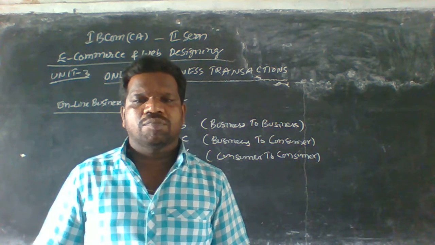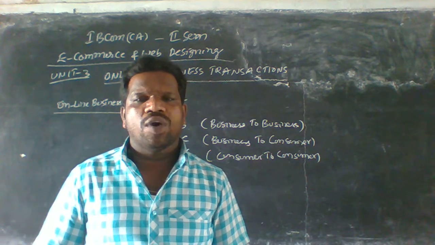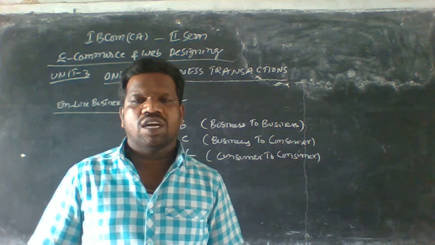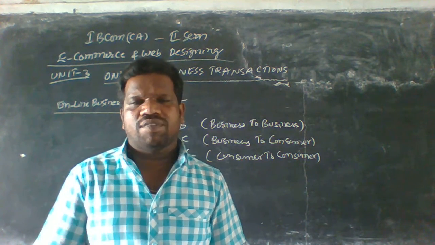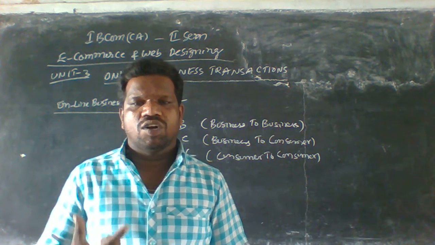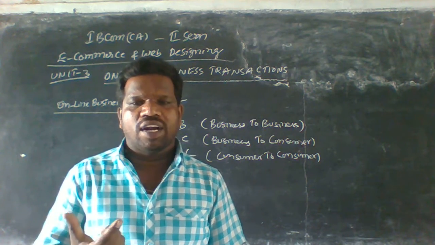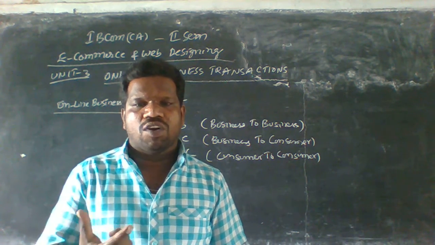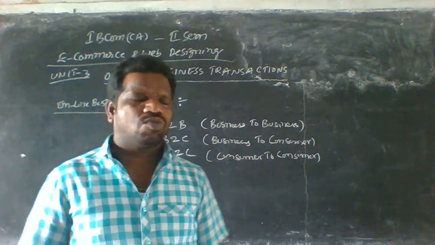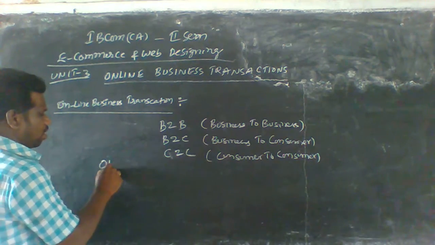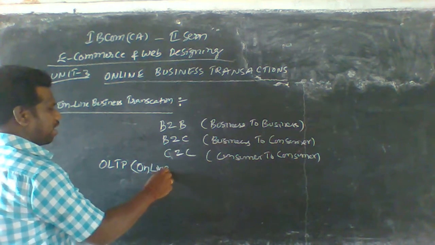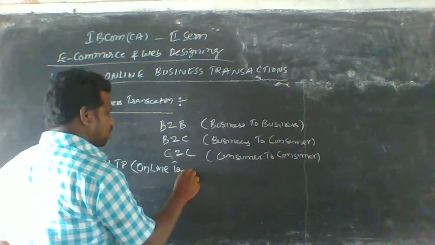The online transaction process, which we simply call OLTP. OLTP, the online transaction process, is secure and password protected. O for online, L for transaction, T for transaction, and P for process. OLTP is also one of the processes.